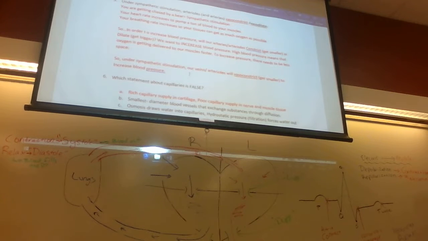So next question, under sympathetic stimulation, the arterioles and arteries vasoconstrict. So you're going to cross out vasodilate and put constriction. You're getting chased by a bear in this situation. Typically, I think pack of lions because that's a little more interesting, but okay. So your heart rate increases to pump blood to your muscles. Your breathing rate increases so your tissues can get as much oxygen. But in order to increase blood pressure, you have to constrict. You have to get smaller.